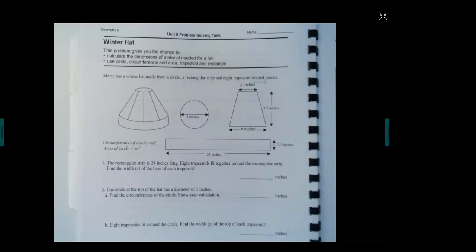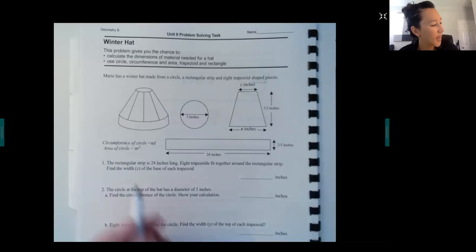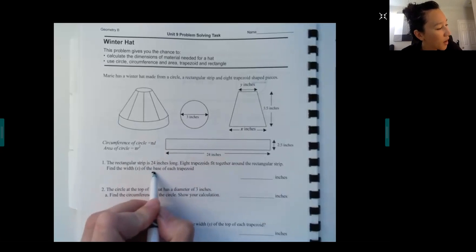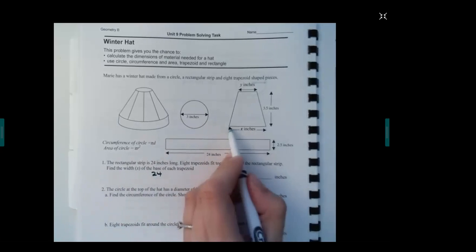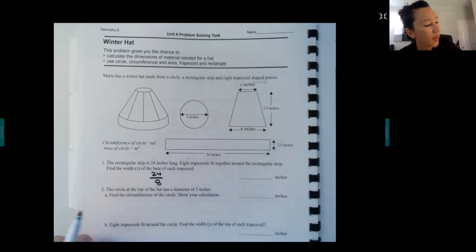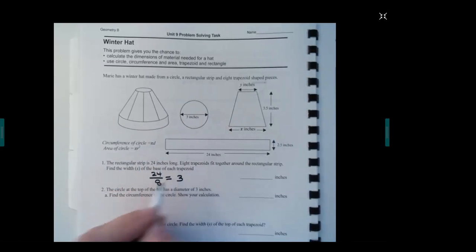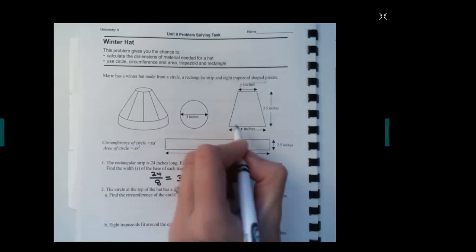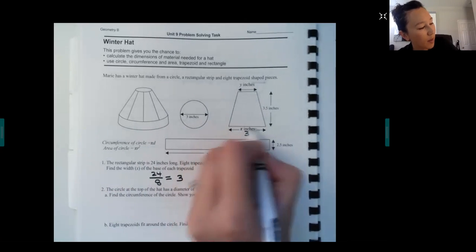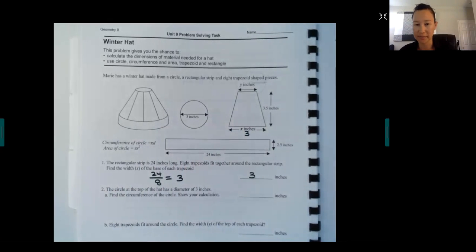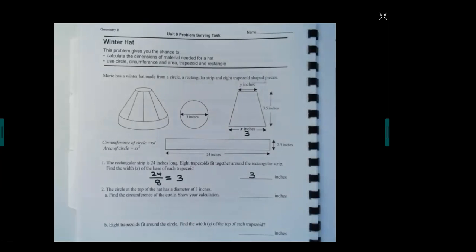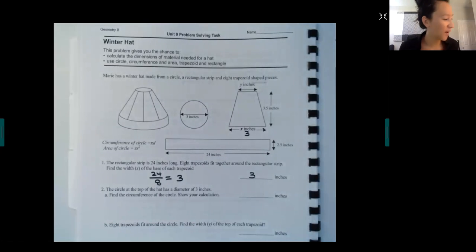You just divide 24 by 8. Yep. So we know it's 24 inches and that there are 8 of these trapezoids. So that means this distance here, the bottom of our trapezoid, is 3 inches. Never mind, I was wrong. That's okay. You were thinking about it.